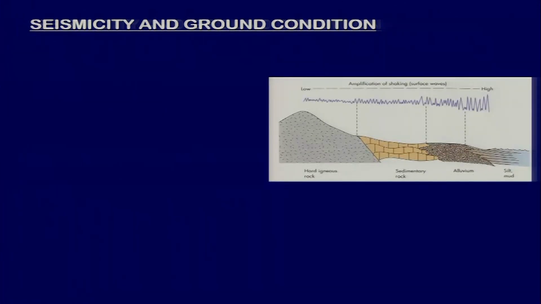So, seismicity and ground conditions. If you have hard rock and an earthquake of a particular magnitude has been triggered, then in sedimentary rocks you will have different amplification, and this is based on the propagation of the surface wave. In alluvium, which is a loose material, the amplification will be higher as compared to sedimentary rocks. But as soon as you get into very fine deposits, silt and mud, the amplification will be very, very high.